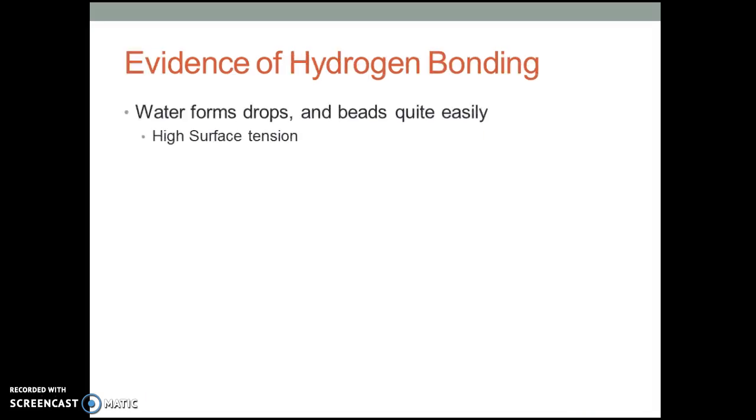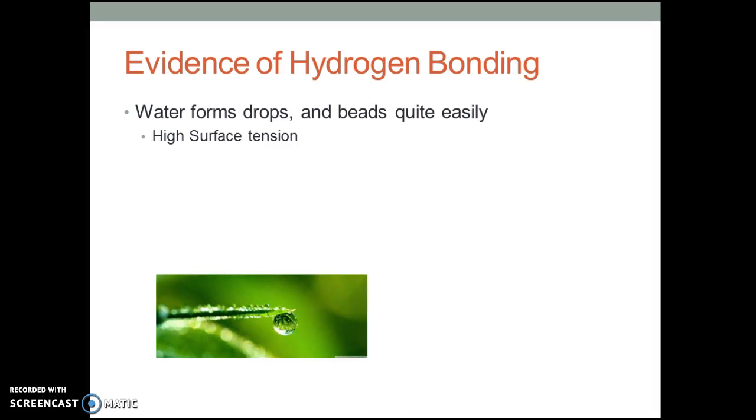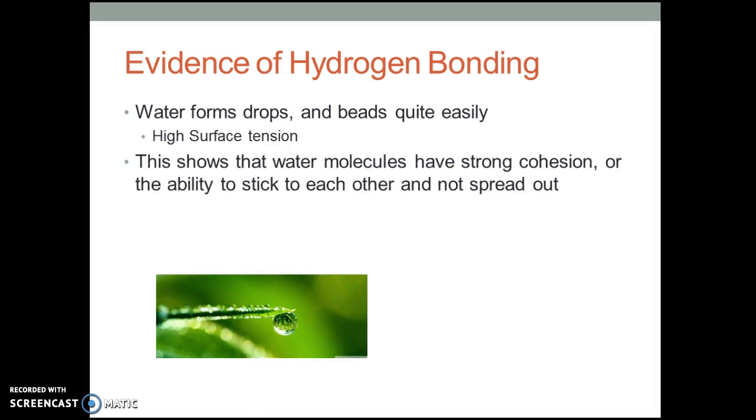So what evidence do we have? Well, hopefully in the lab that you found, water forms droplets. It does not spread out. It has high surface tension. It beads together quite easily, so you can see the little droplets forming. What that shows us is that they all stick together very well. They don't want to spread out. They don't want to repel each other or get away from each other. They want to stick together.